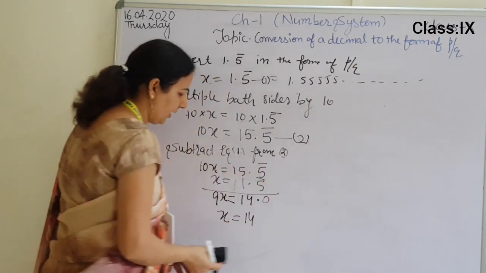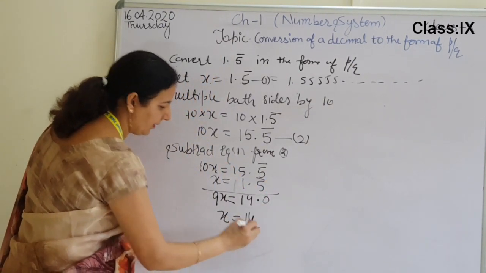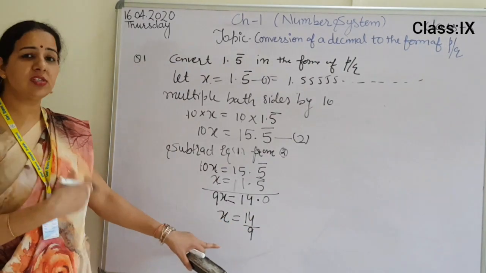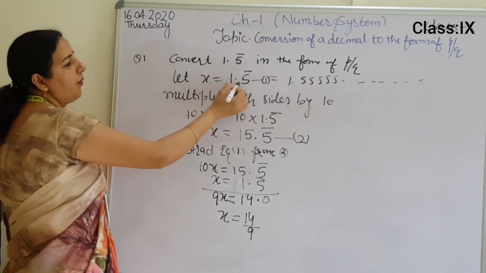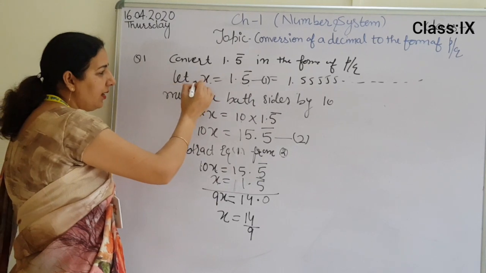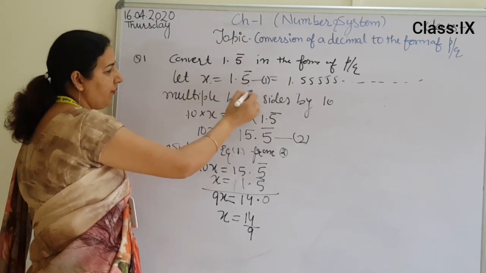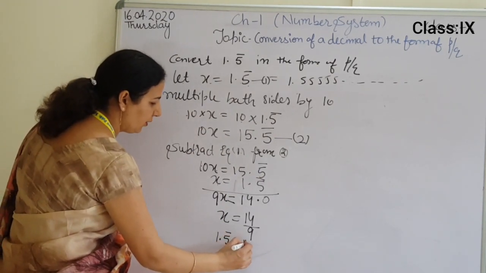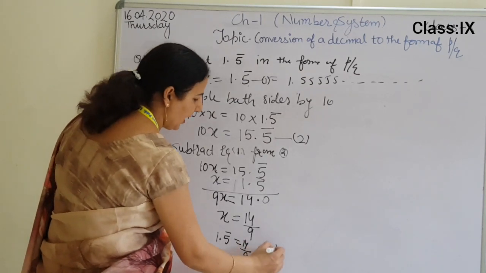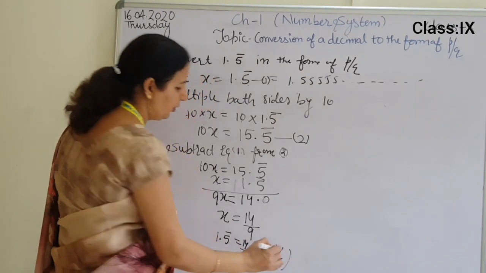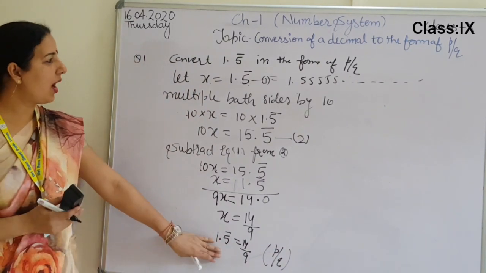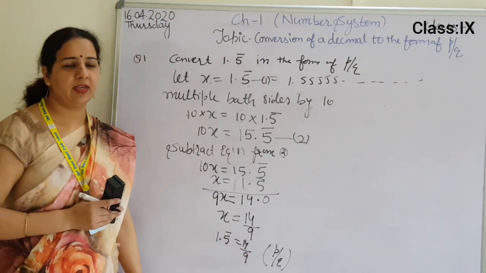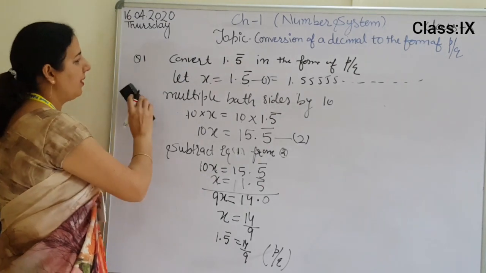So what will we write here? x is equal to 14 upon 9. But what was the value of x? It is 1.5 bar. We have just written, let x is equal to 1.5 bar. Then write the value of x here. So 1.5 bar is equal to 14 upon 9, that is in the form of P by Q. Clear, class? That is how we have converted 1.5 bar into the form of P by Q. Now let me take one more example.